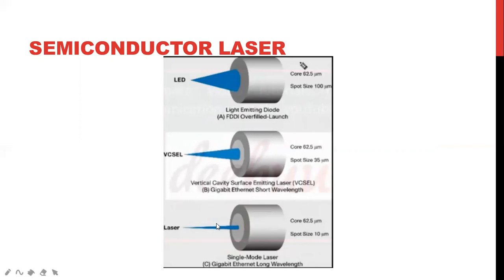And in the case of a laser, you can see that the spot size is 10 micrometer. As it is offering a very narrow spot size, this type of source is most commonly used with single mode fiber. Actually, VCSEL, that is a vertical cavity surface emitting laser, is an intermediate between LED and laser. For short distance communication, presently the LEDs are replaced by VCSELs.